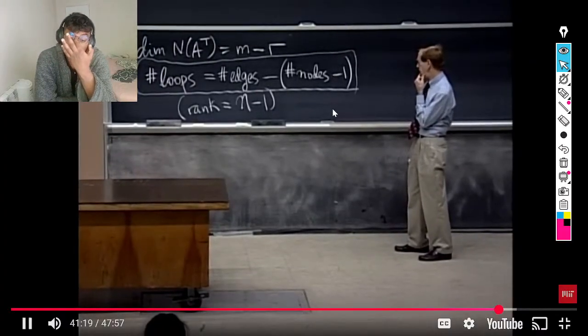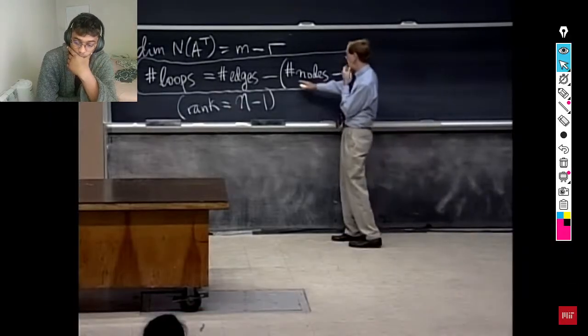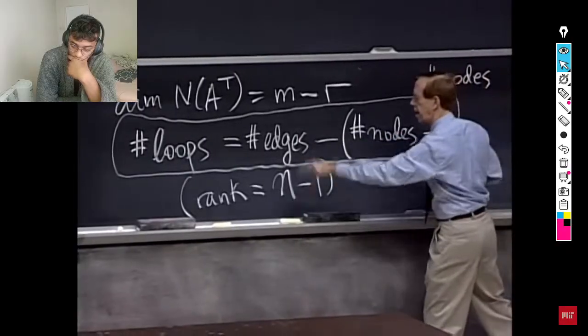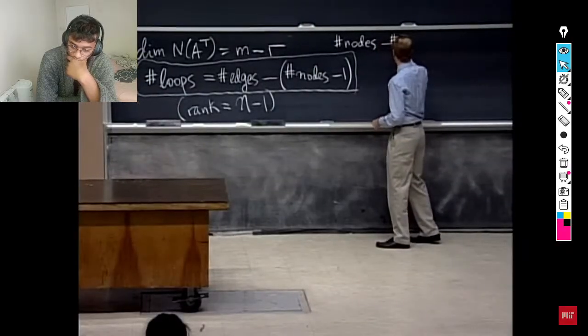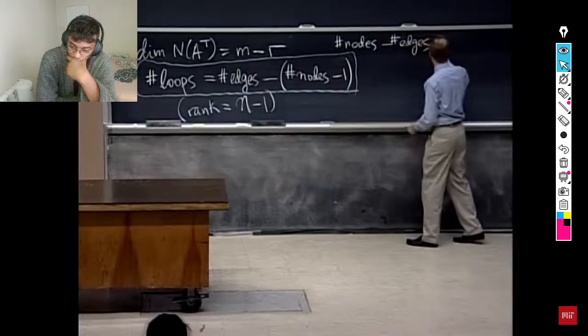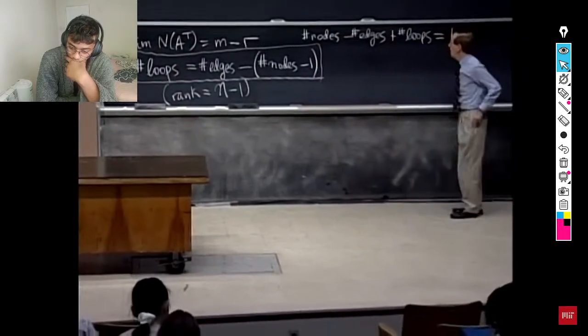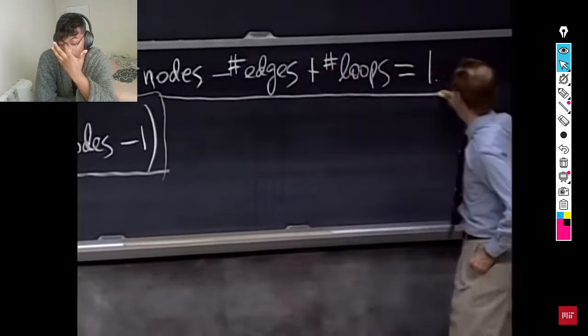Number of edges is m. The number is m minus r. Okay, so let me put the number of nodes on the other side. The number of nodes minus the number of edges plus the number of loops is, I have minus 1, is 1. The number of nodes minus the number of edges plus the number of loops is 1.